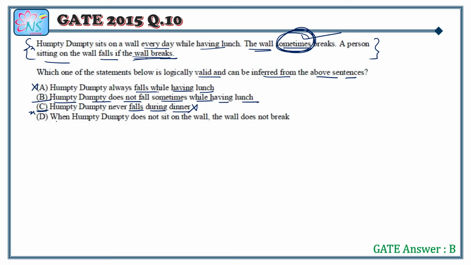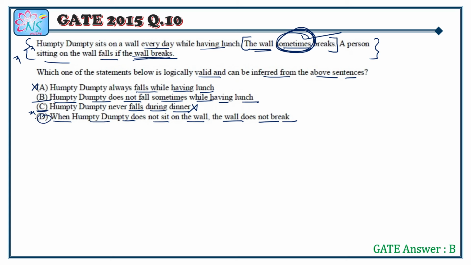Then the fourth statement is: when Humpty Dumpty does not sit on the wall, the wall does not break. This type of information is also not mentioned over here, because they mentioned that the wall sometimes breaks. They didn't mention that the wall does not break if no one sits on it. So this type of information is also not available in the statement, so we cannot say that this is logically valid either.